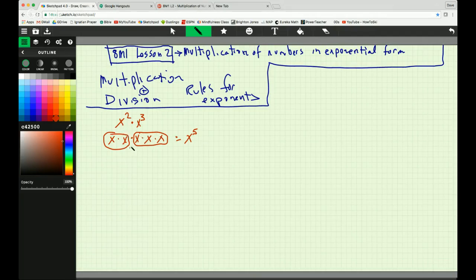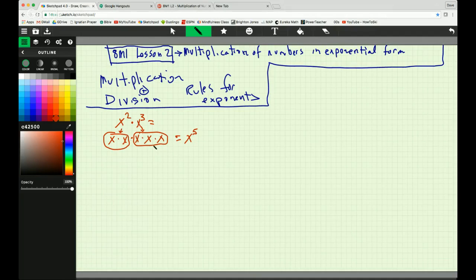So you can always break a problem like x squared times x cubed down into its base components. What does x to the 2nd power mean? What does x to the 3rd power mean? And you can see that by rule it must be x to the 5th, because x times x times x times x times x has to be x to the 5th.